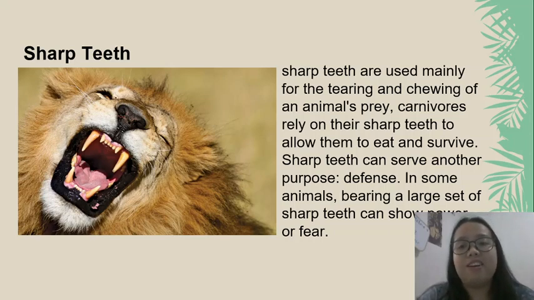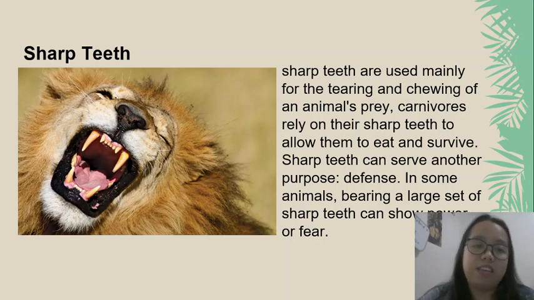So sharp teeth are used mainly for the tearing and chewing of an animal's prey. Carnivores rely on their sharp teeth to allow them to eat and survive. Sharp teeth can serve another purpose like defense, and some animals bearing a large set of sharp teeth can show power or fear. So as you can see, we have here the lion, right? So nagpapakita siya ng kanyang sharp teeth because it shows power and fear, and also it helps them to eat the meat easily kasi meron silang sharp teeth.